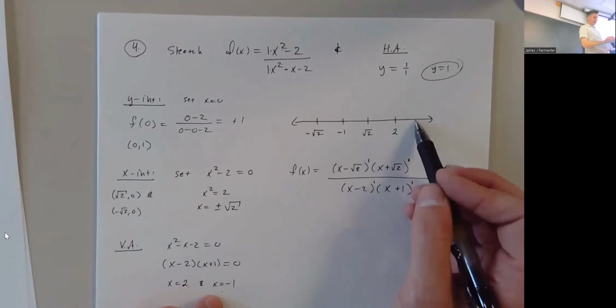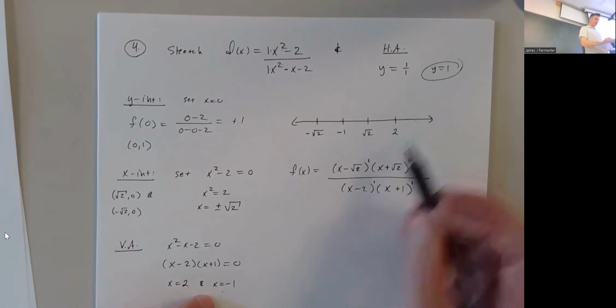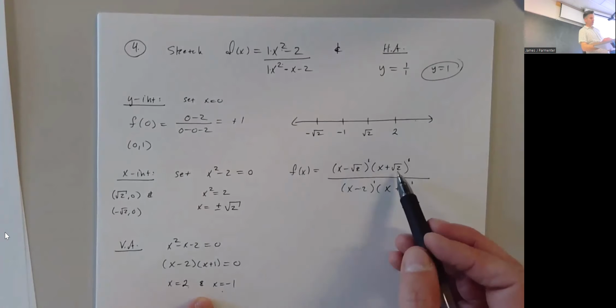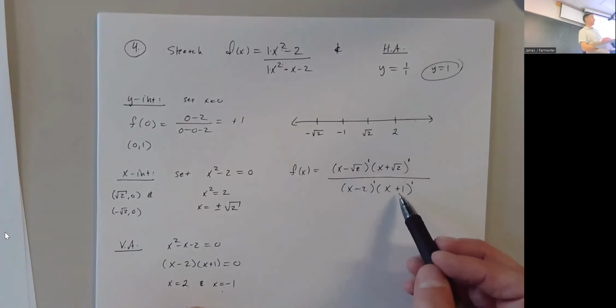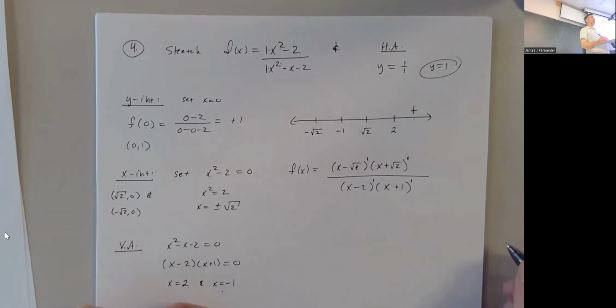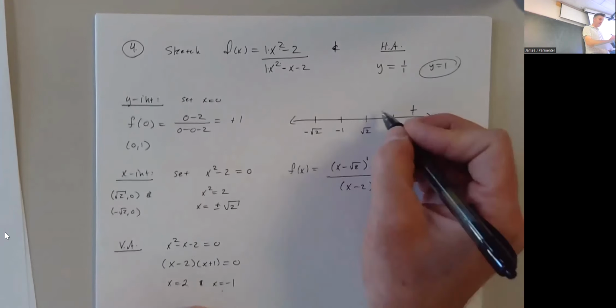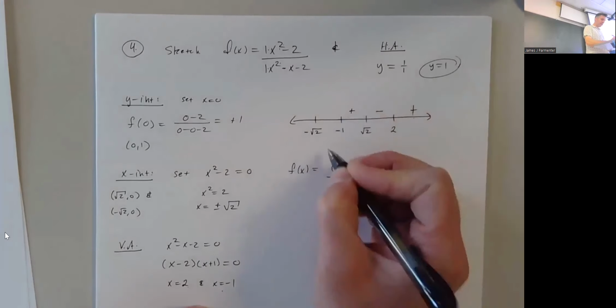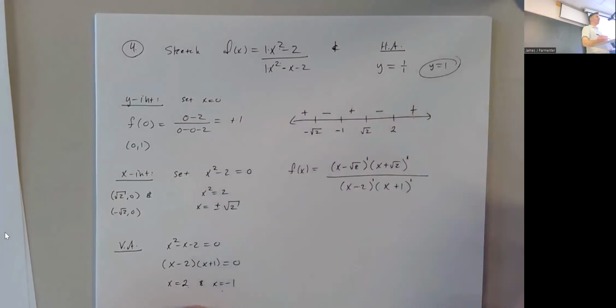So if we figure out the sign here, pick a number bigger than 2, like 7. 7 minus root 2 is positive, 7 plus root 2 is positive, 7 minus 2 is positive, 7 plus 1 is positive, and all positive things multiplied or divided together is going to be positive. Then we're pretty confident that it's going to be positive, negative, positive, negative, positive.